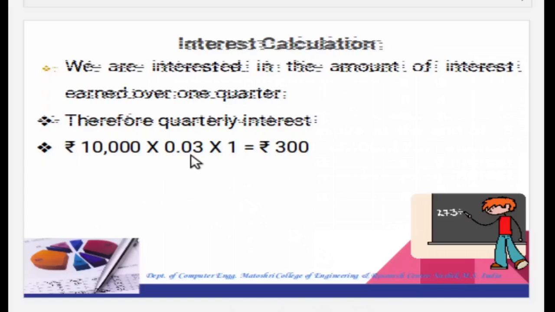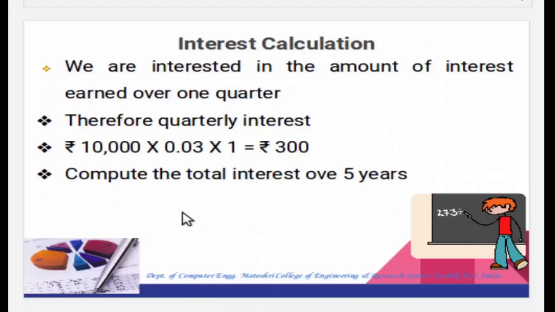Remember, many students often commit a mistake. They forget to convert the percentage of interest into the rate of interest. So, for the conversion of percentage of interest to the rate of interest, you need to divide 3 by 100. So, you will get 0.03. Then, we have to compute the total interest over 5 years.